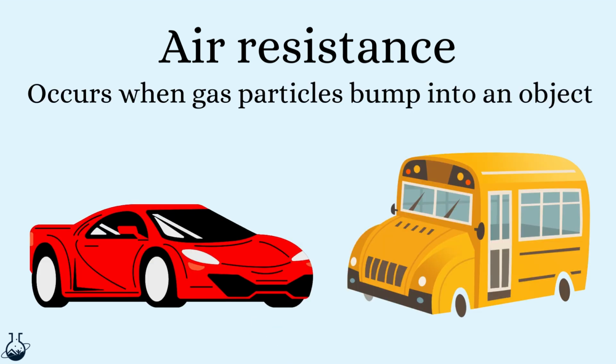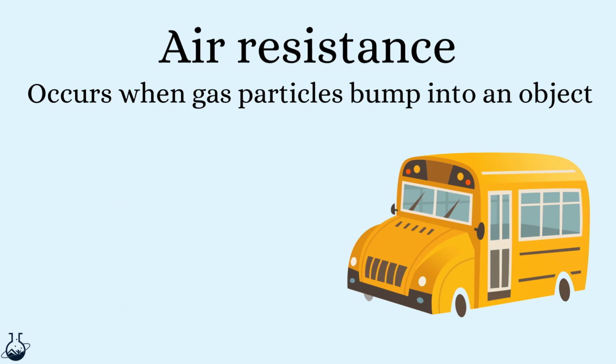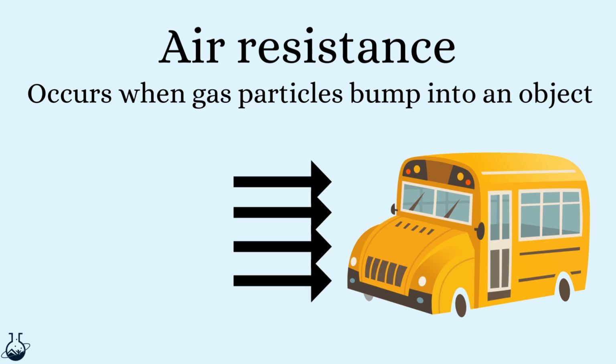Take these two modes of transport, for example. Which one would experience a greater force of air resistance when in motion? The bus. It has a greater surface area exposed to the air, thus experiencing greater drag in the form of air resistance, and as a result would struggle to get to the same speed as a race car.